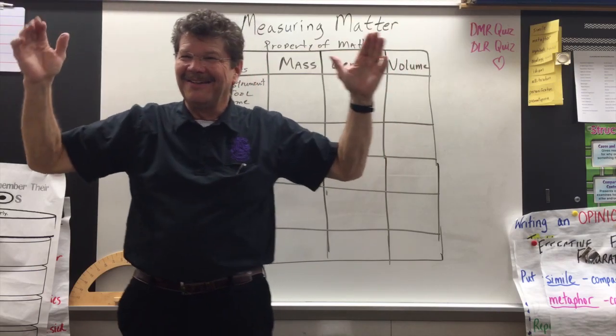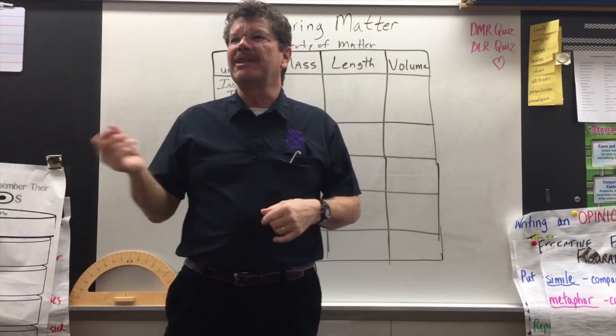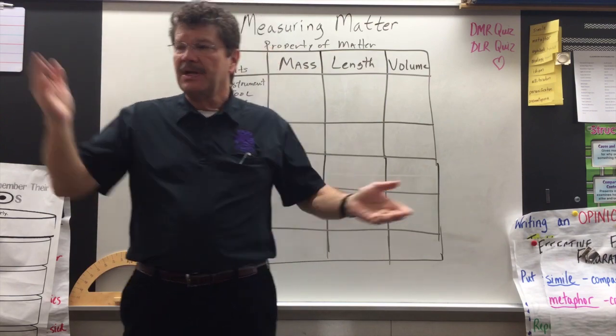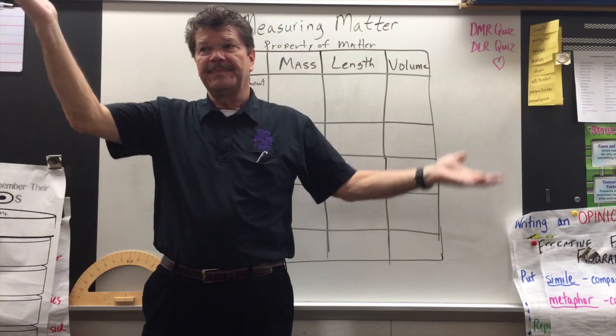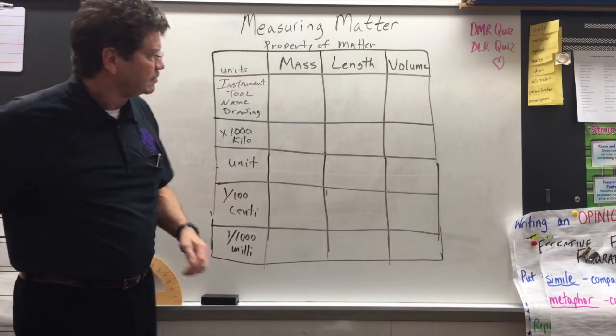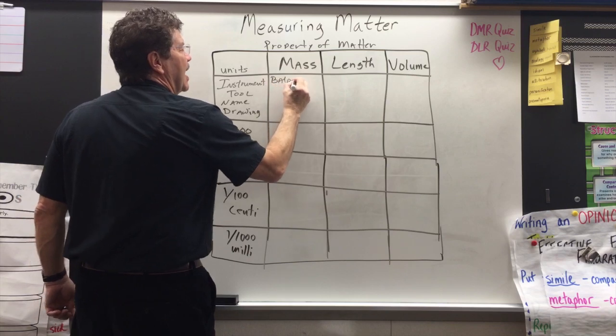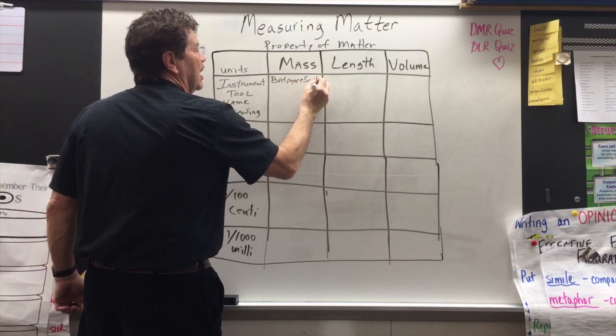Well, I like how somebody thought it was a bow and arrow, somebody thought it was a touchdown, but no. In science, this is an instrument. What is that instrument? Scale. It's called a scale. A balance scale. Go ahead and write that. Balance scale. And draw a picture of it.